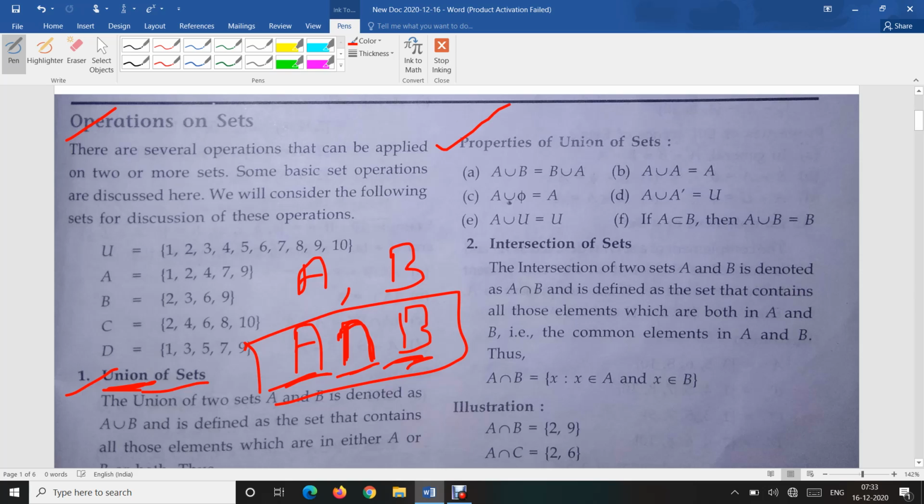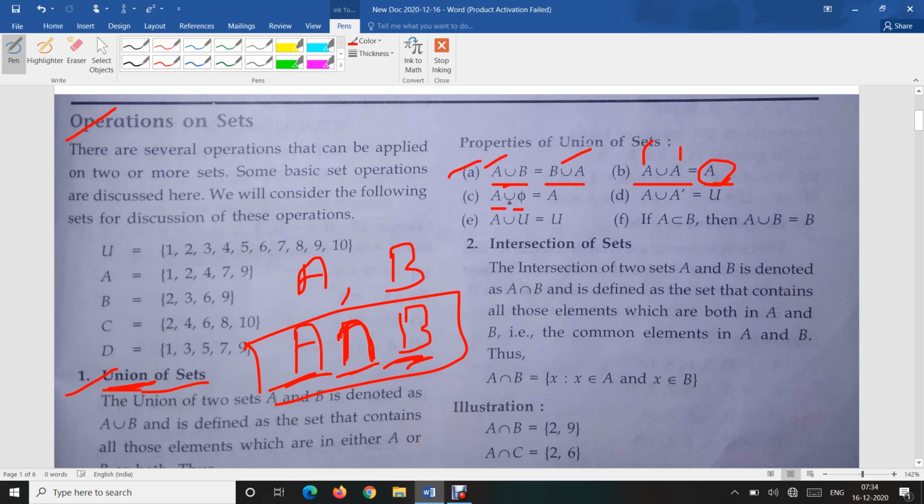Now we will study the properties of union of sets. There are some properties of union of sets. The first one is A union B is equal to B union A. That means if we find A union B, it will always be equal to B union A. You can prove that by applying any of the sets, and you will find that the left hand side and right hand side are both equal. Now A union A is always equal to A. Set A is the same, so the union will also be the same. So A union A will be A.